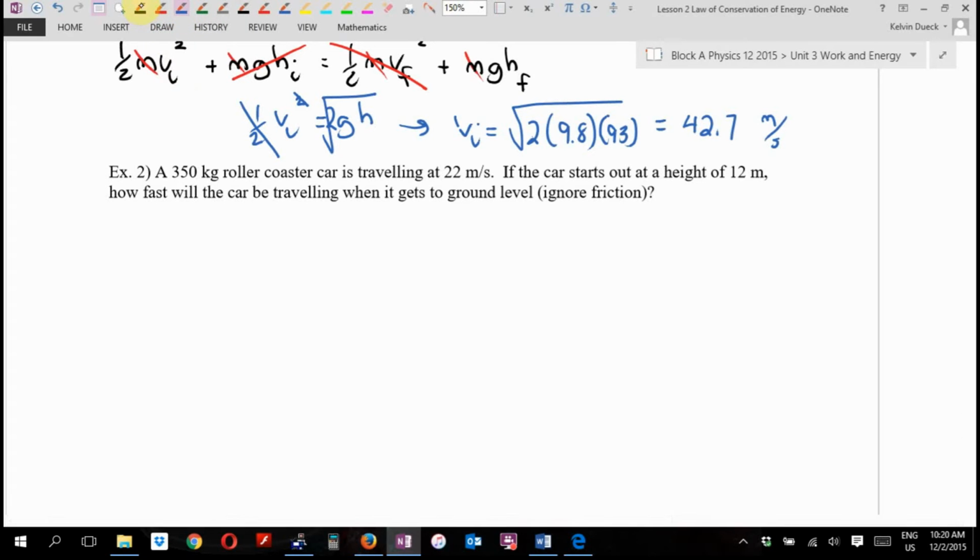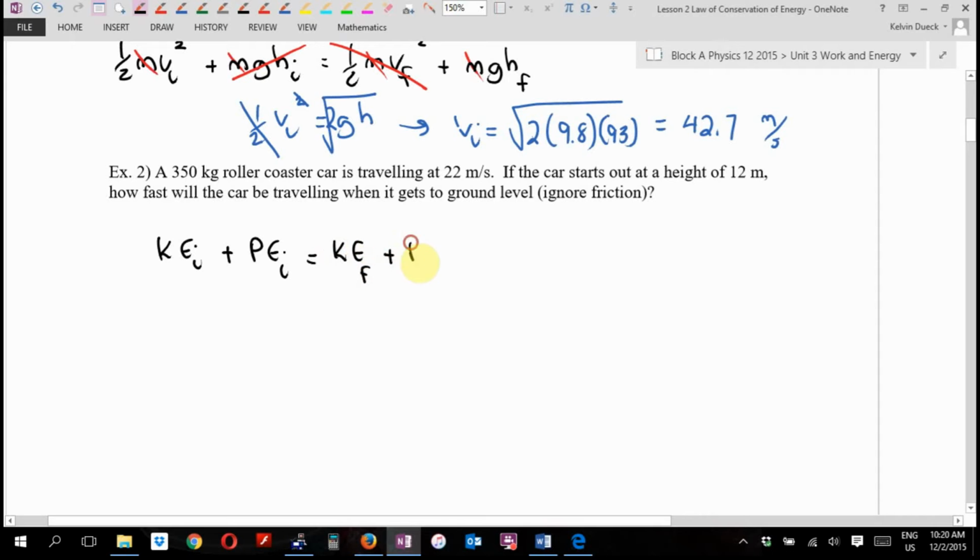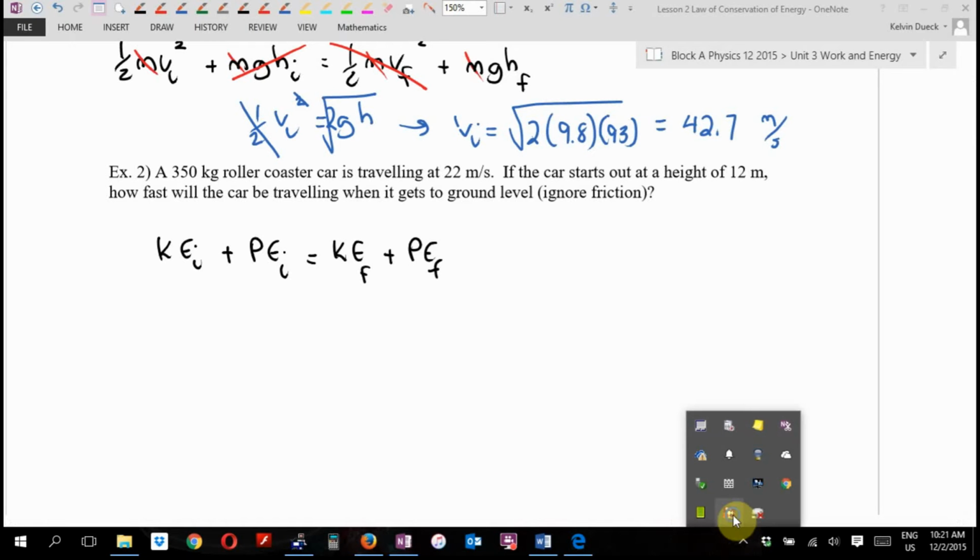Which means kinetic initial plus potential initial equals kinetic final plus potential final. The amount of energy before equals the amount of energy afterwards. Pause for a second. Ready? Are any of these zero?